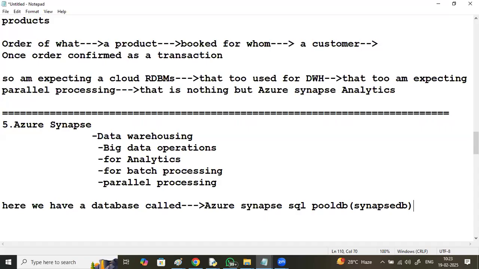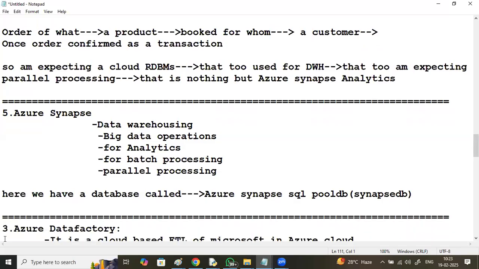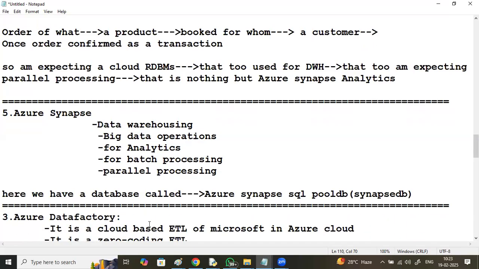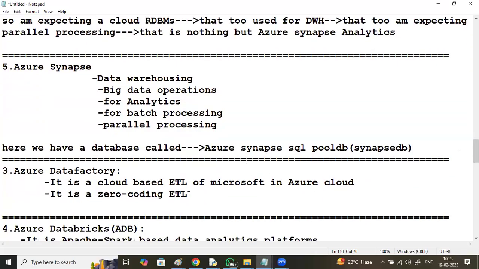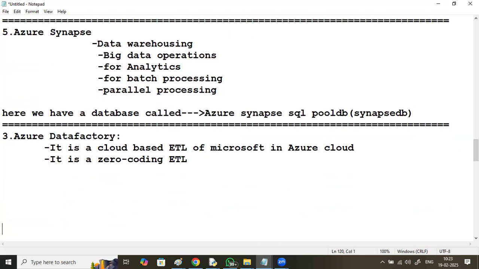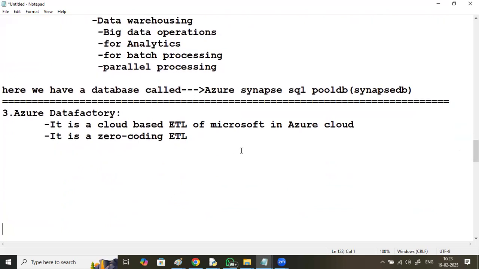So it is okay. This is for data warehousing, for big data operations. If you come to this Azure Data Factory, it is a cloud-based ETL of Microsoft in Azure Cloud. It is a zero coding ETL.